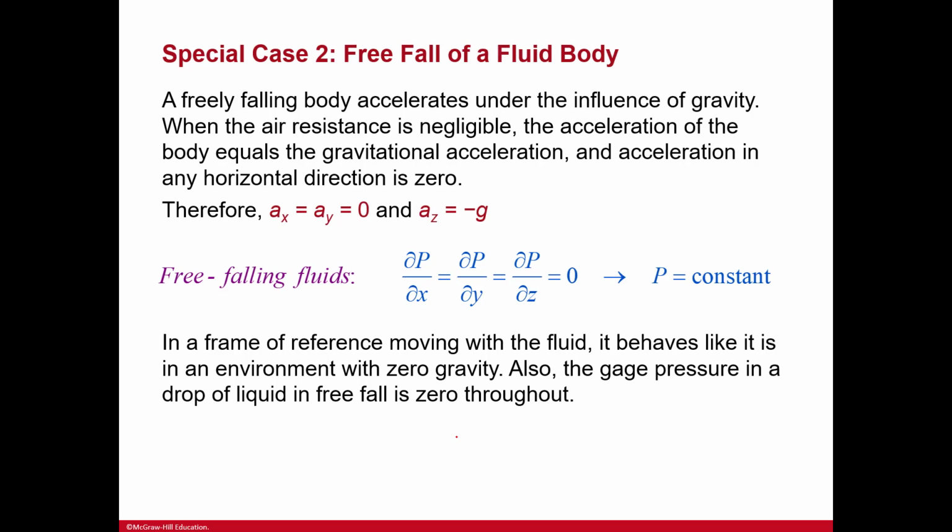With the free fall body, a freely falling body accelerates under the influence of gravity when the air resistance is negligible, right? So we have to make that assumption. The acceleration of the body equals the gravitational acceleration, which means it's a free fall, right? It's not a forced fall. And the acceleration in any horizontal direction is zero. So that means it's not falling to the side.